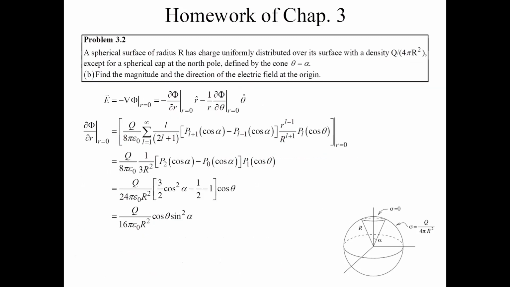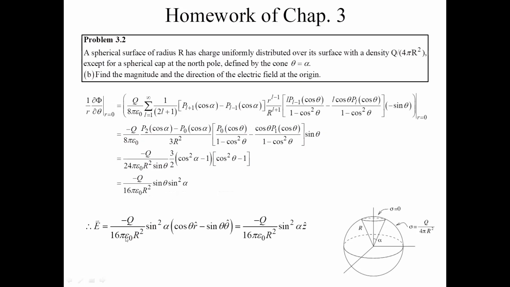Okay, and then we will want to find the direction of the electric field and the magnitude of the electric field at the origin. We know that the electric field is equal to minus gradient phi at R equals 0. So in this term, we just need to calculate the partial derivative of phi with respect to R and theta. We just do the numerical partial derivative, so we can get our electric field as this term.